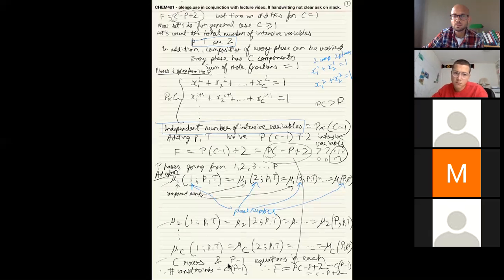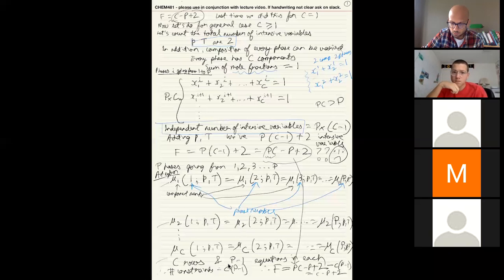And these are all intensive. The thing to keep in mind is that mole fractions are intensive variables. So if mole fraction is an intensive variable, it looks like you have 4 different things you can vary at the same time. So in this example, P is equal to 2, C is equal to 2. So you would have had 2 multiplied by 2 equal to 4.